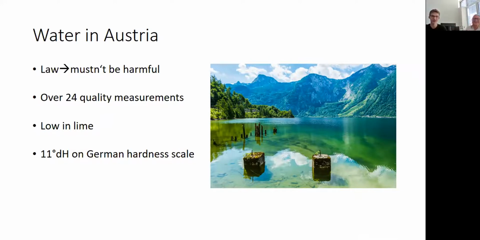So we've got a law in Austria that says the water must not be harmful. So there are over 24 quality measurements to do before the water can be drunk. And in Austria we have a low lime percentage in the water, and the hardness is 11 degrees on the German hardness scale, which is pretty good.